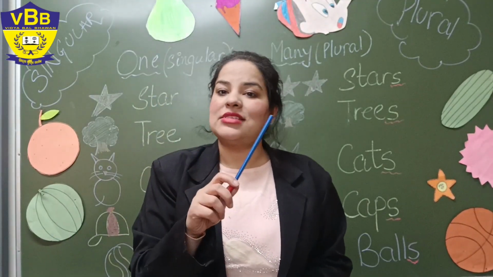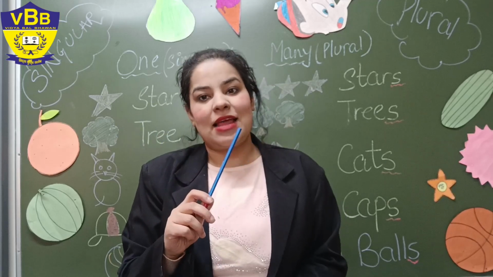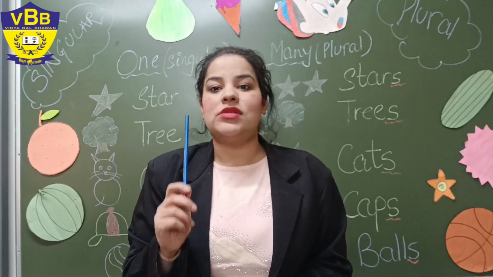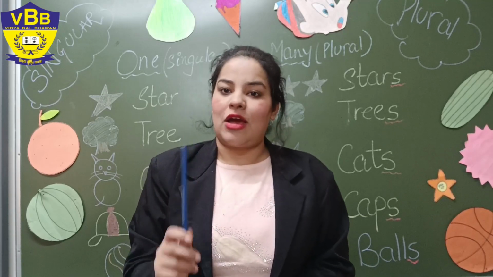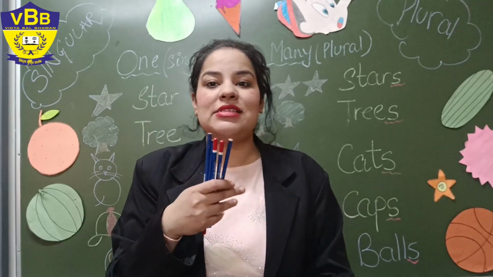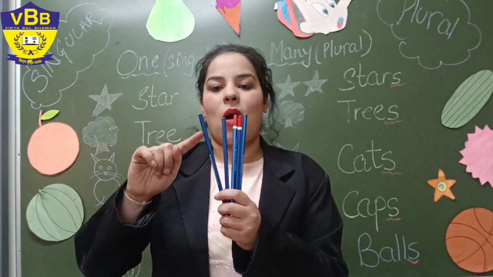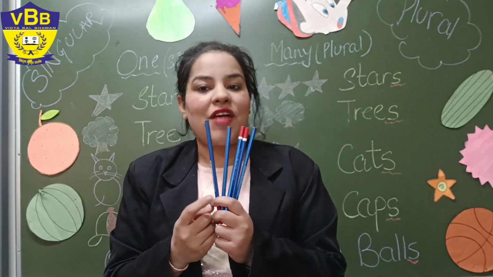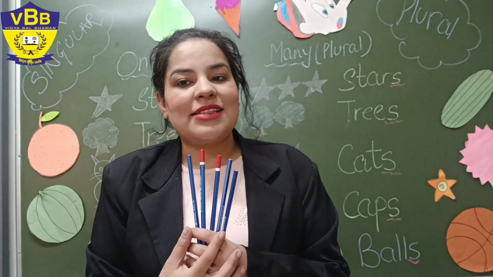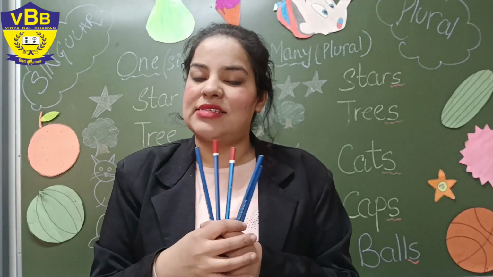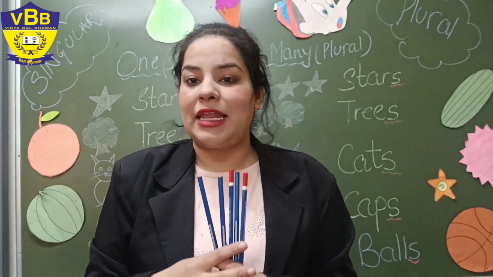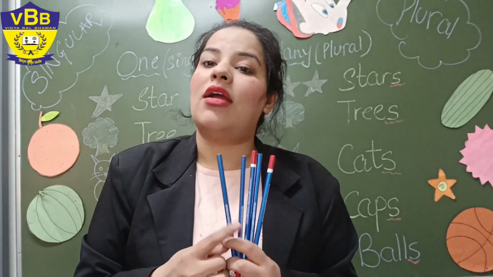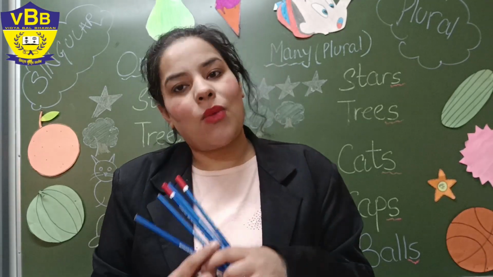Now tell me, what is this? This is pencil. And how many pencils are there? One. Children, we use one for one object. Now tell me, how many pencils are there? Let's count. 1, 2, 3, 4, 5. So these are 5 pencils. What we can say? These are many pencils. Children, why we use many pencils? Because we use many for the objects which are more than one object.